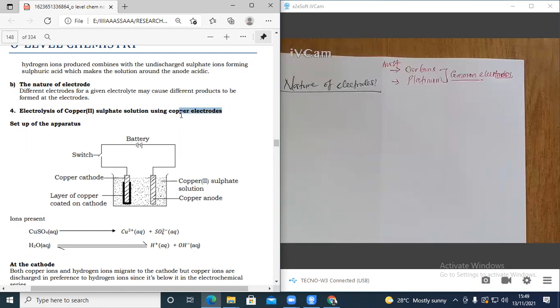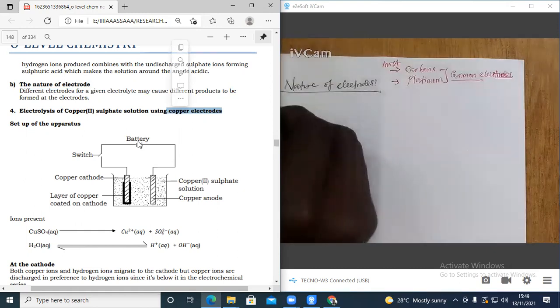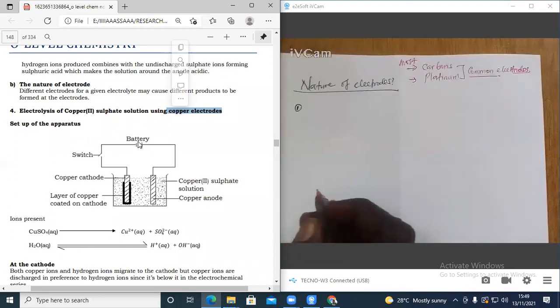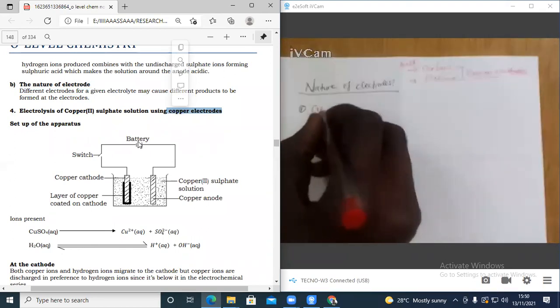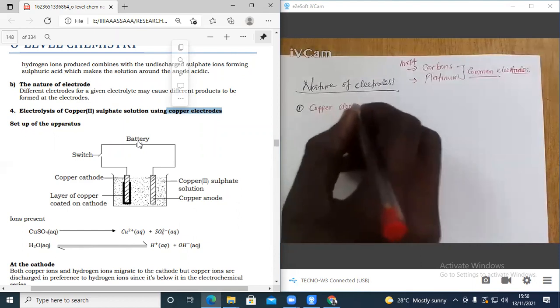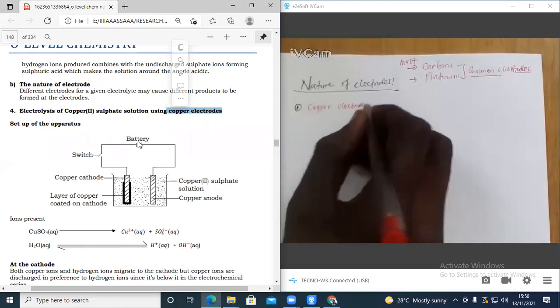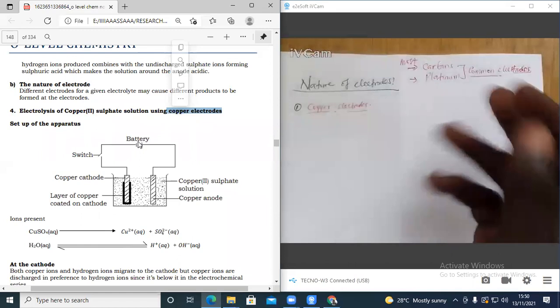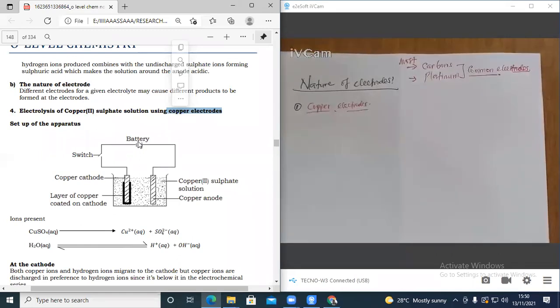Have you seen what they have changed? They have used copper electrodes, instead of our known electrodes, that is maybe carbon and platinum. Now, if they make that mistake, you look at the electrode and then look at what they have given you here for you to answer a given question.